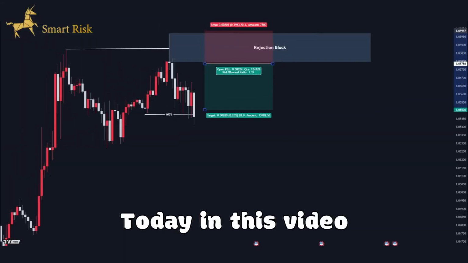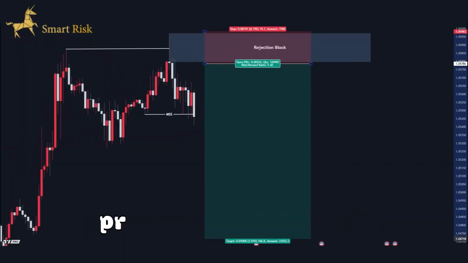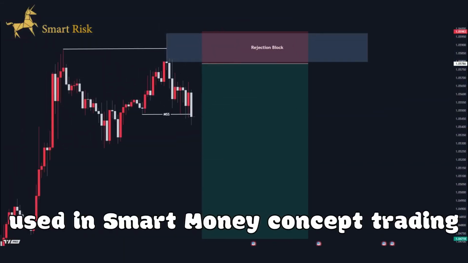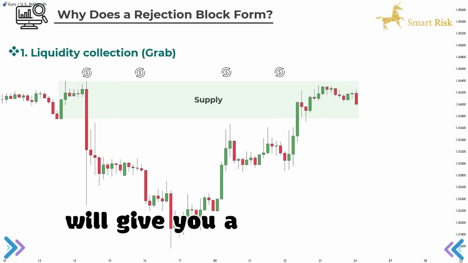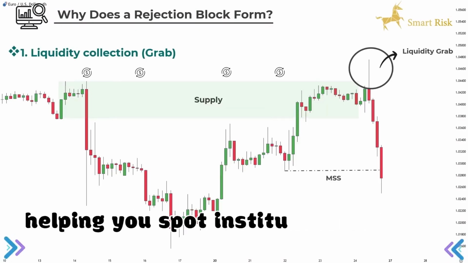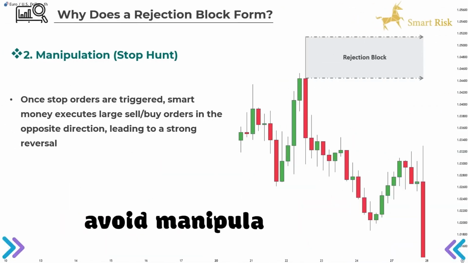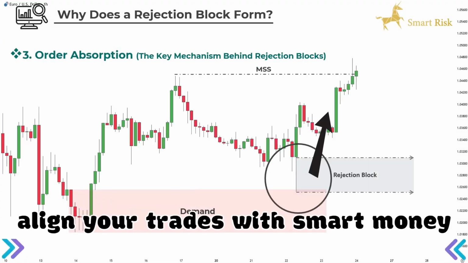Today in this video we are covering one of the most powerful price action concepts used in smart money trading, rejection blocks. Mastering these zones will give you an insane edge, helping you spot institutional activity, avoid manipulation traps, and align your trades with smart money.